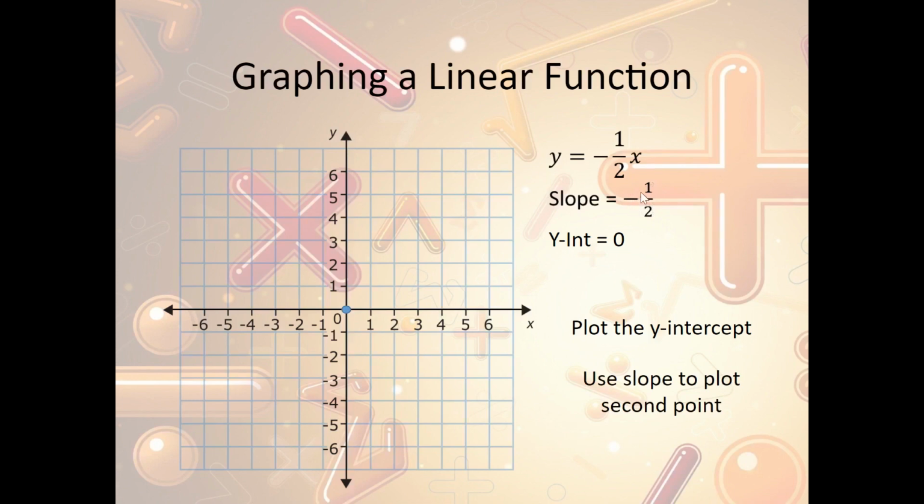So my change in y is negative 1. So I go down 1. And my change in x is 2, so I'm going to go to the right, 1, 2, and plot my point. So now I have my first 2 points. The next step is just to connect the dots and draw a line between them. So I'm going to connect the dots, and now I have a linear function that is graphed that goes through 0 and has a slope of negative 1/2.